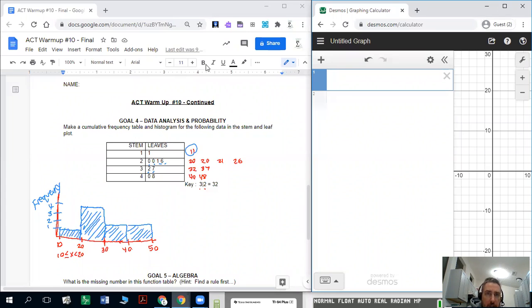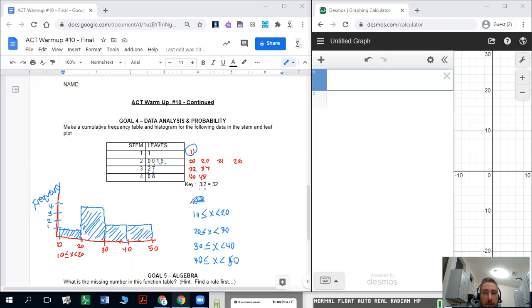Cumulative frequency table is essentially the same thing, but just in a table format. So like you could say 10 to, I really should say like 19 there, but whatever, 10 to 20, or x is between, greater than or equal to 10, but less than 20. And then x is greater than or equal to 20, but less than 30. Or you could say 21 to 30. And then x is greater than or equal to 30, but less than 40. And greater than or equal to 40, but less than 50.